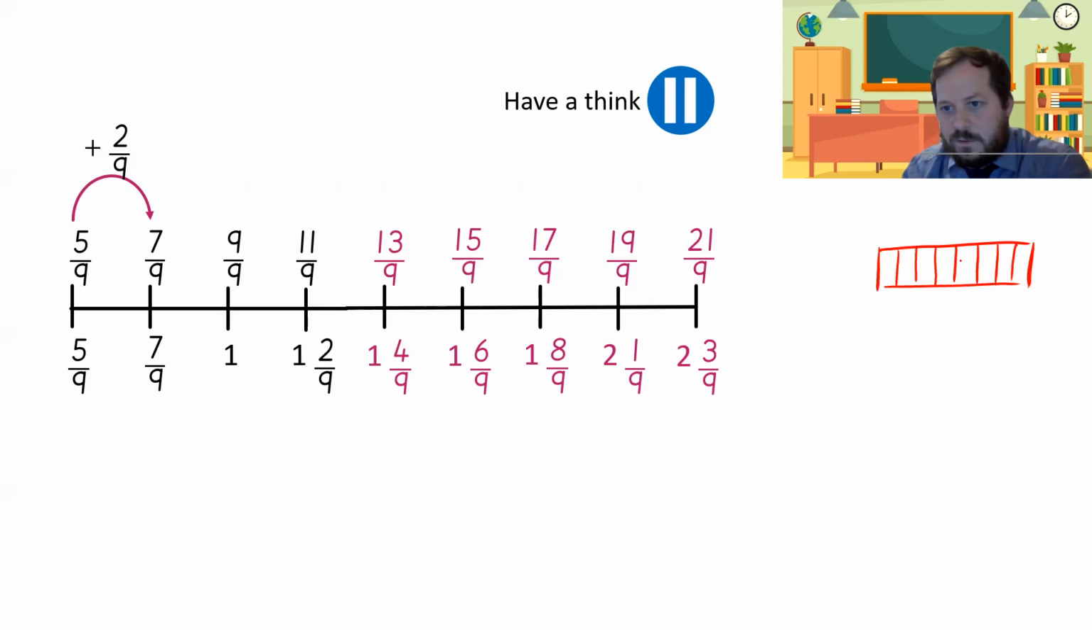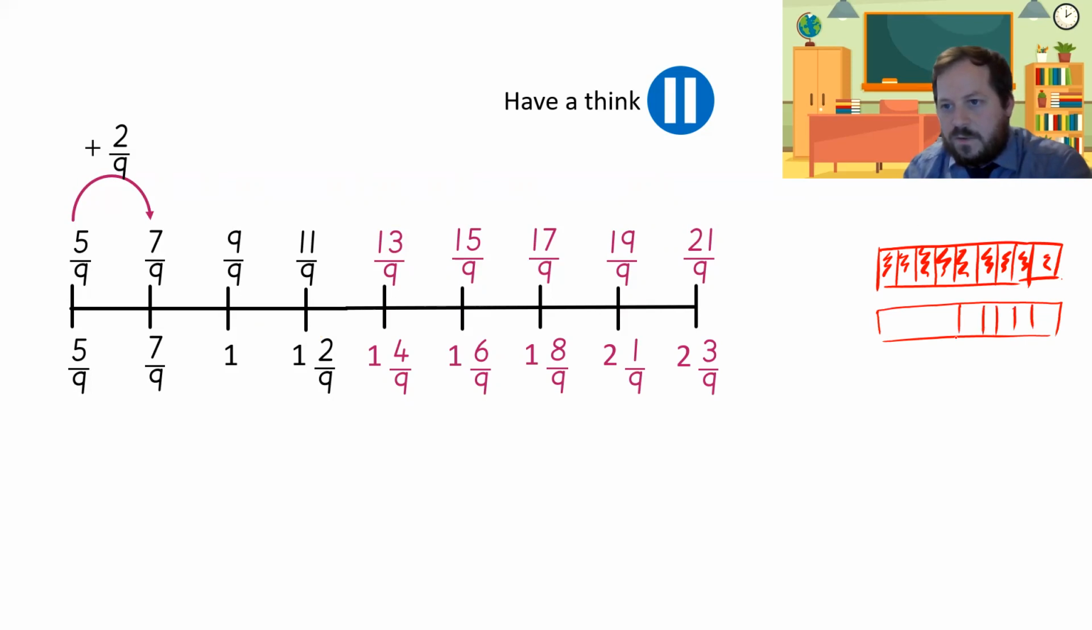One, 2, 3, 4, 5, 6, 7, 8. Almost there, 9. And you go, okay, the first time I'm starting on 5. So 1, 2, 3, 4, 5. Then it says adding 2 ninths. So 2 ninths, that's 7. Another 2 ninths, that's a whole one. Then I draw my next bar.